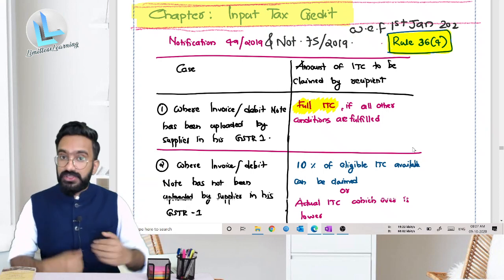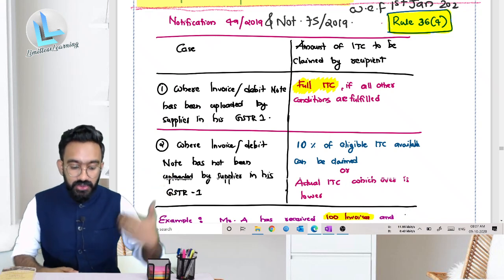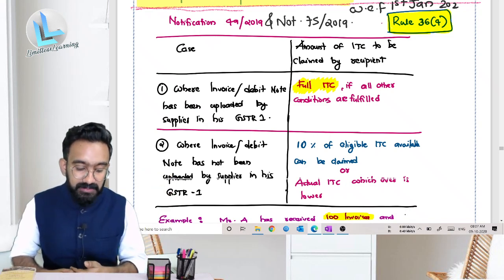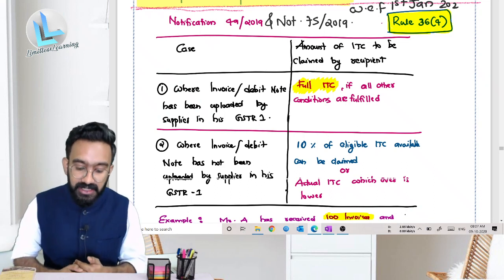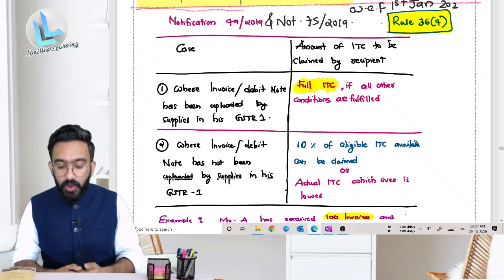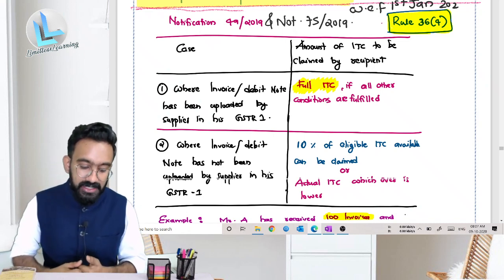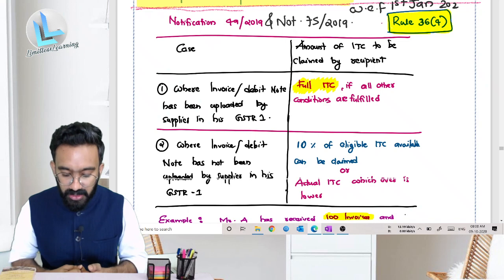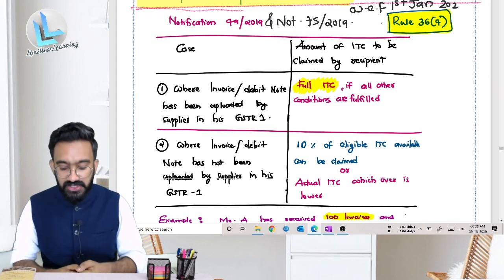So, for an invoice, we can have two scenarios. Say an invoice or debit note has been uploaded by the supplier in his GSTR1, then the amount of ITC to be claimed by the recipient is full ITC if all other conditions are satisfied. Where the invoice or debit note has not been uploaded by the supplier in his GSTR1, 10% of eligible ITC available can be claimed, or actual ITC, whichever is lower.